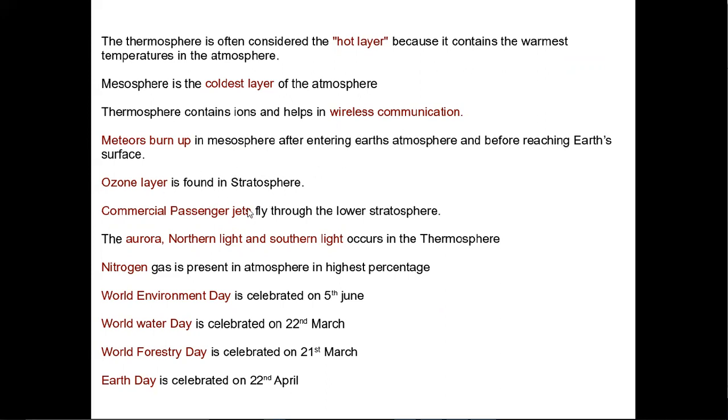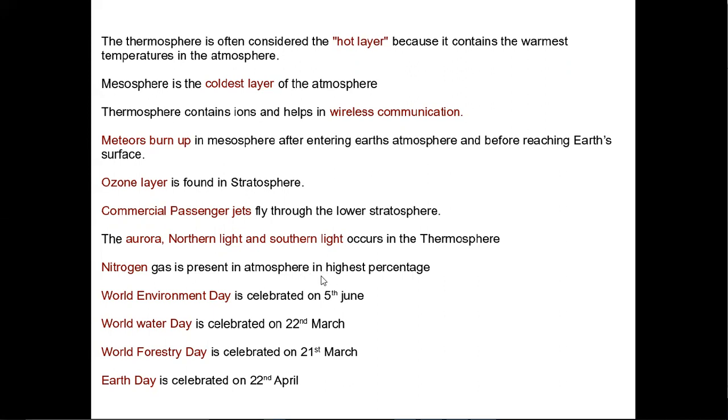In which layer do commercial passenger jets fly? Commercial passenger jets fly through the lower stratosphere, not the upper stratosphere, because there are very few disturbances there. And the aurora, northern light and southern light, occurs in the thermosphere. In which layer does aurora take place? That is your thermosphere.